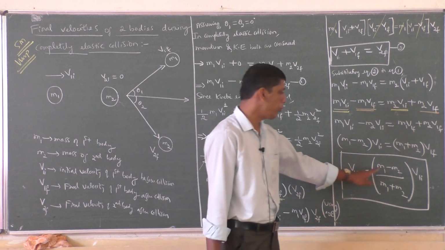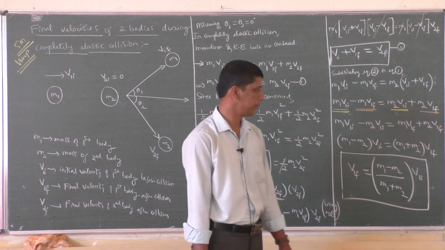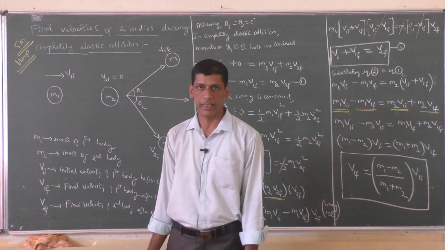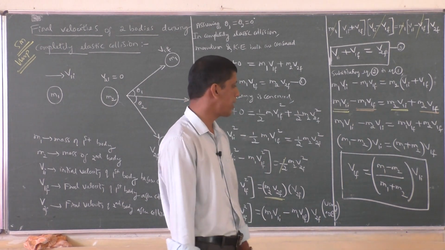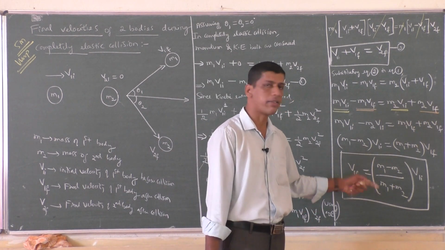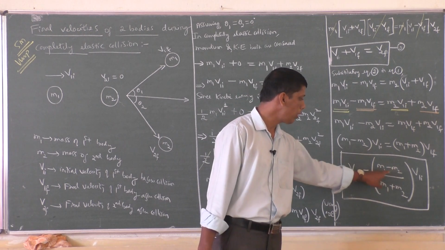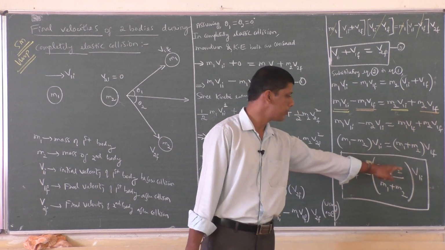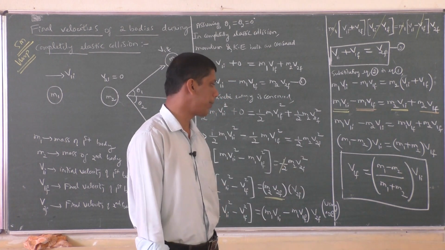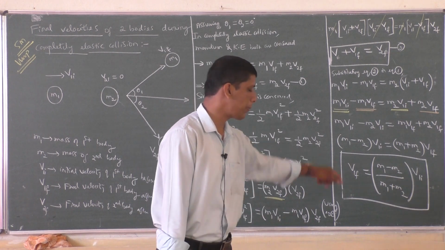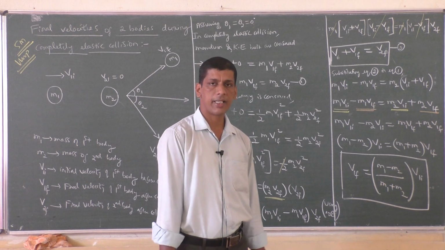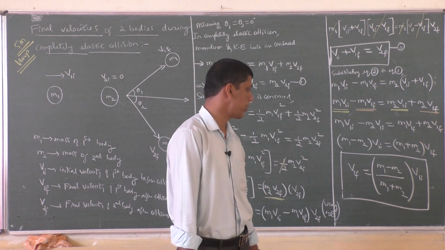Now suppose if m1 and m2 both are equal, what happens? If the masses of both the bodies are equal, then in that case the v1f value will be equal to 0. Why? Because as soon as m1 and m2 are equal, the numerator will become 0. The denominator does not become 0, so the numerator will become 0. When the numerator is 0, the v1f value will be equal to 0. So we obtain that the final velocity of the first body in that case will be equal to 0.